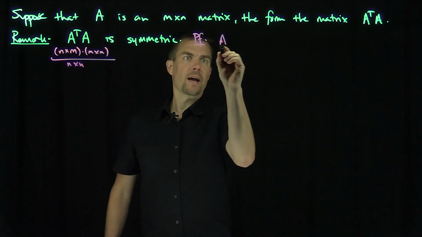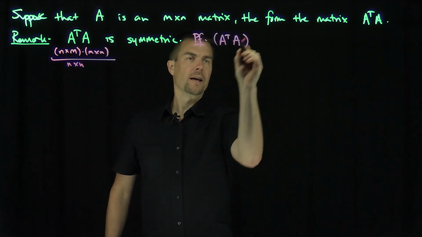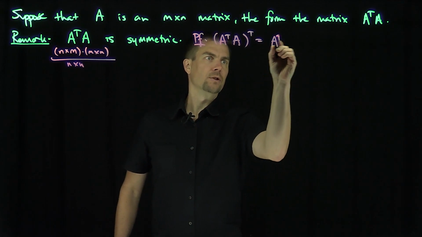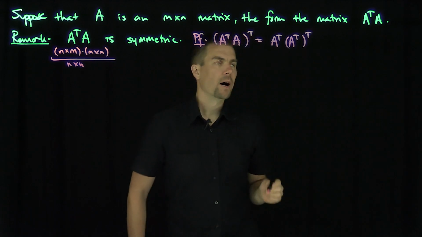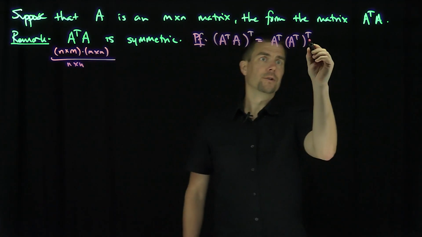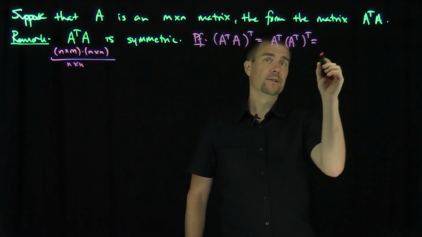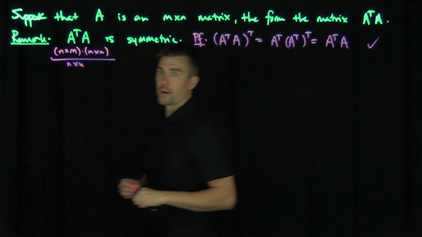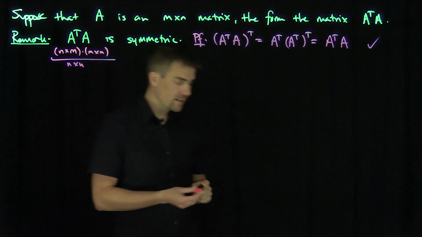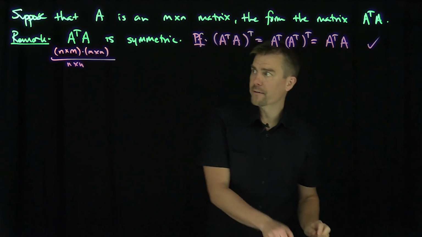Of course, here's the proof of this fact. If I do A transpose A and transpose it, I get A transpose and then A transpose transpose. But the transpose is an involutive operator, so the double transpose is just A itself. So it's just A transpose A, and that proves that A transpose A is a symmetric operator. That's beautiful. That's the first sort of remark.